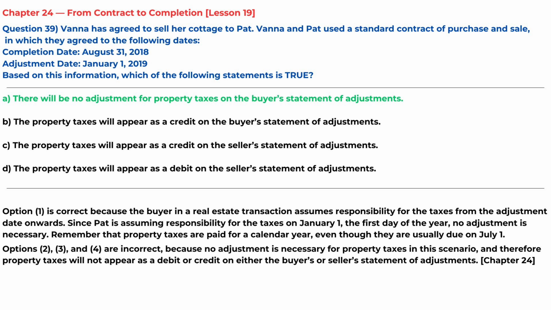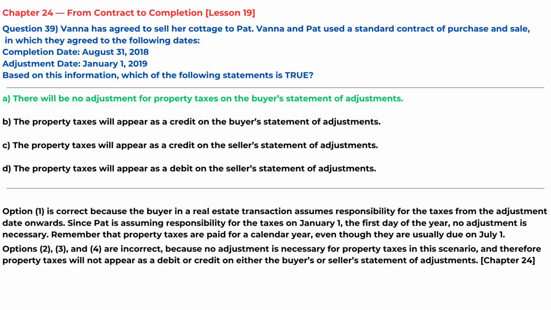Question 39. Vanna has agreed to sell her cottage to Pat. Vanna and Pat used a standard contract of purchase and sale in which they agreed to the following dates. Completion date, August 31st, 2018. Adjustment date, January 1st, 2019. Based on this information, which of the following statements is true?